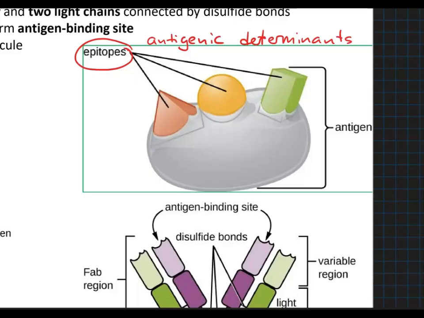Now, you can see that this generic schematic antigen carries 3 generic antigenic determinants. What if the antigen molecule were bigger? Would it potentially have more antigenic determinants? Yes. It's not a universal rule, but by and large, the larger the protein, for example, the more antigenic determinants it contains.